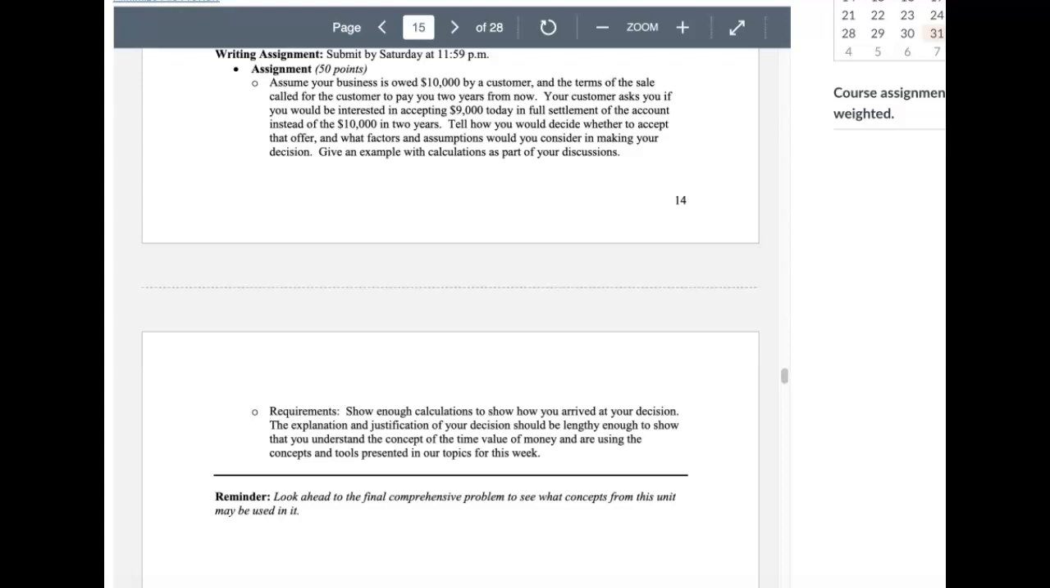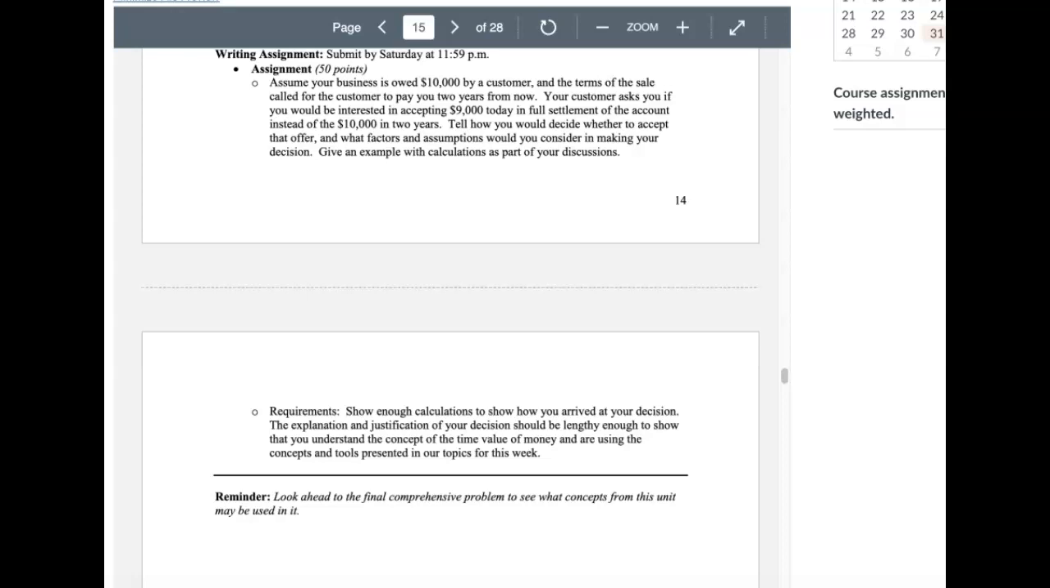So this one's going to be a little bit easier than the last two that we've had. Assume your business is owed $10,000 by a customer and the terms of the sale call for the customer to pay you 2 years from now. Your customer asks if you would be interested in accepting $9,000 today as a full settlement of the account instead of $10,000 in 2 years. Tell how you would decide whether to accept that offer and what factors and assumptions you would consider.